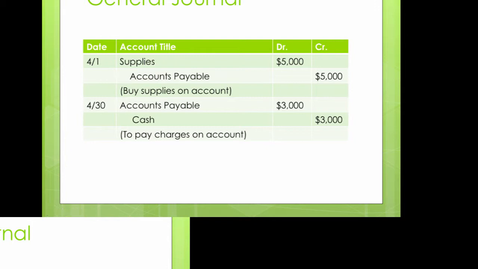And then on April 30th, you decided to pay the credit card balance by $3,000. So you paid it in cash. So these are the two accounts that are affected. You credit cash for $3,000, and you debit accounts payable for $3,000 to pay charges on account.